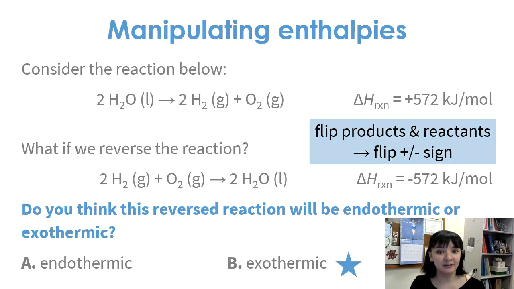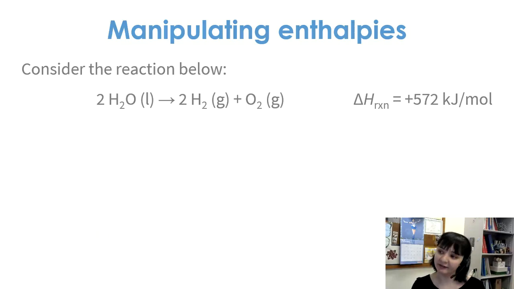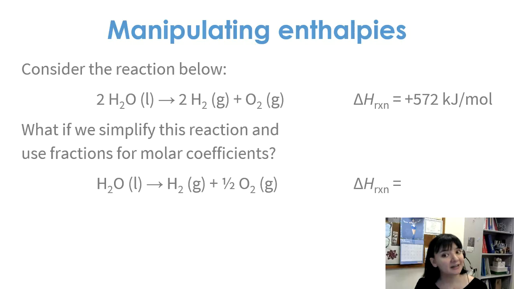Now let's imagine another way that we can manipulate enthalpies. Again, looking at our water splitting example, what if instead I were to simplify this reaction and use fractions for molar coefficients? Usually in class, I will try to use just whole number coefficients because I don't really like to see fractions in my molar coefficients, but technically a 1/2 is acceptable. In certain scenarios, the fractions are actually preferred. But my simplified equation reads as so.